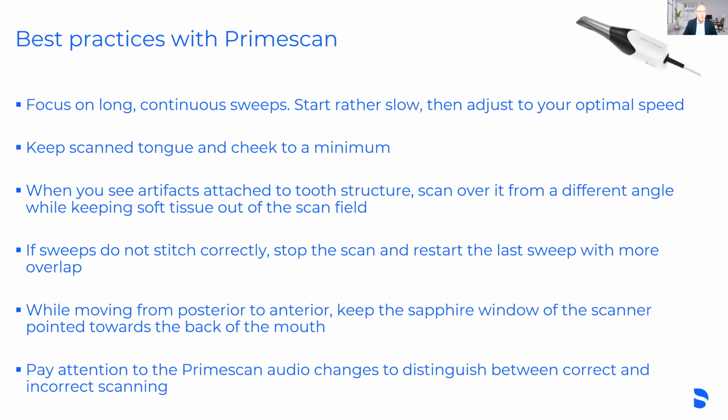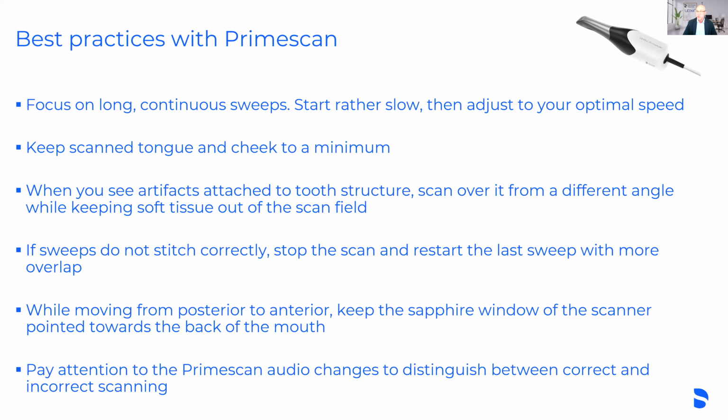A fast, smooth tempo will lead to really quick scanning. You want to keep any scanned tongue or cheeks to a minimum, so really focus on the tooth structures, and the soft tissue around the gingiva. And if you see any artifacts that are attached to a tooth structure, you can scan over that tooth structure from a different angle.